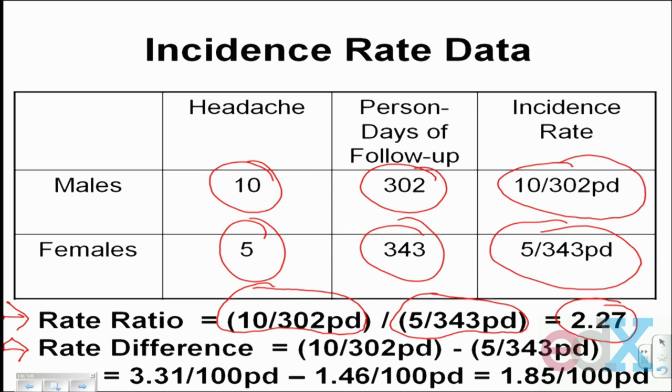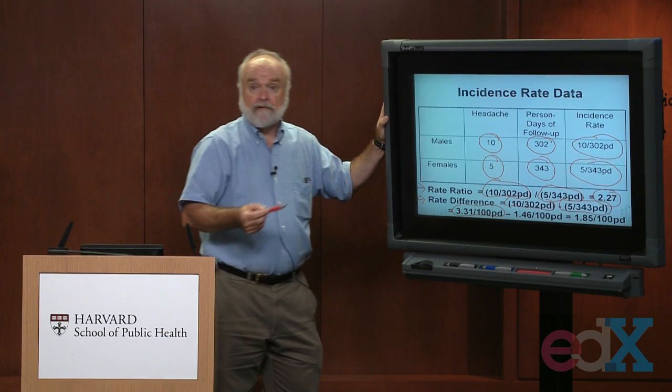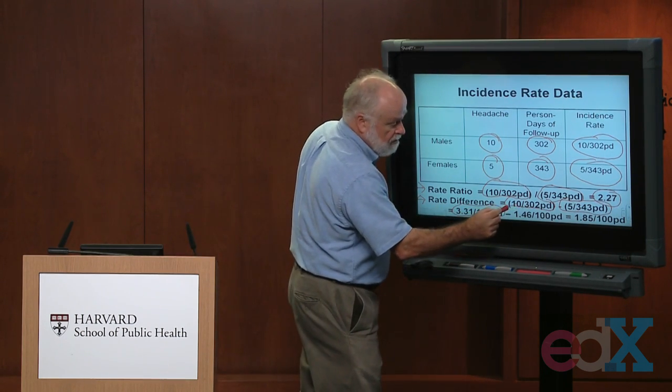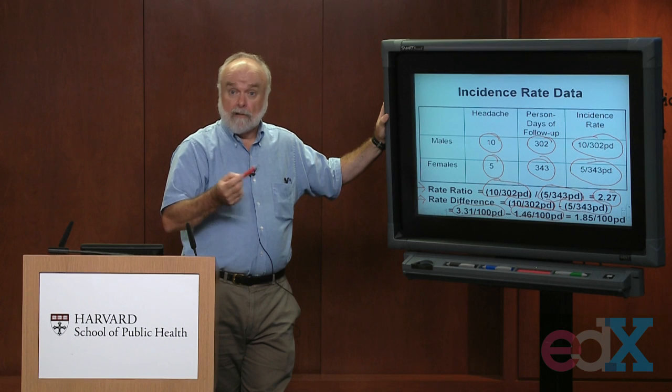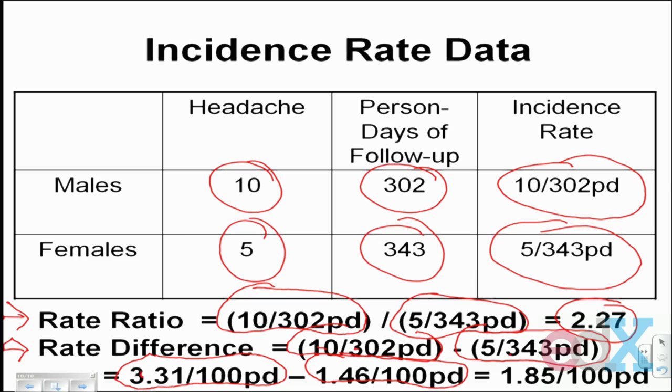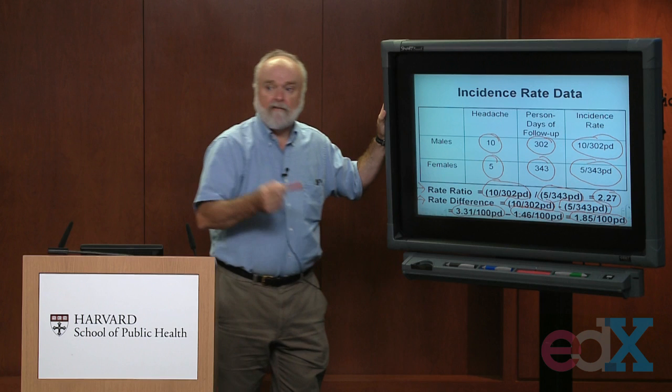Alternatively, we could take a difference in the incidence rates. Take the incidence rate among men, 10 over 302 person days, minus the incidence rate of women, 5 over 343 person days. The 10 divided by 302 person days incidence rate for men is the same as 3.31 headaches for every 100 person days of follow-up for men. The 5 divided by 343 person days for women is the same as 1.46 cases of headaches for every 100 person days of follow-up for women. So the rate difference would be 3.31 minus 1.46, or 1.85 extra cases of headaches for every 100 person days of follow-up.